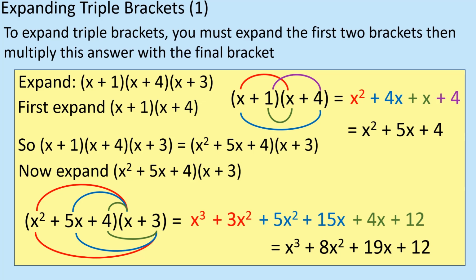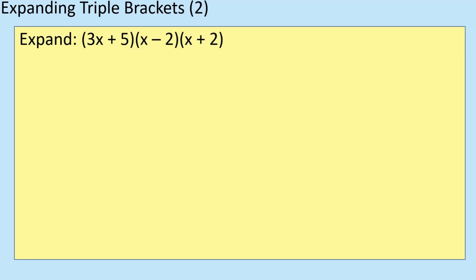So it's only right that I give you something which is a little bit more awkward. So here we go. So you've got 3x plus 5, x minus 2, and x plus 2. All right, so don't be daunted by this. This is very much the same as what we've just done. You've just got to be careful with the negative in the middle, and of course the 3x and how that impacts everything. So same process as before, we're going to expand the first double bracket. So 3x plus 5, x minus 2.